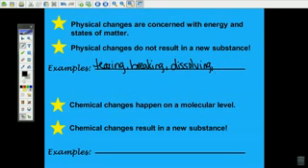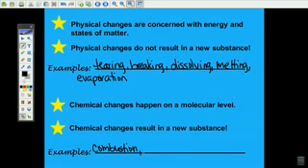So tearing, breaking, dissolving, melting, evaporation, any type of phase change is going to be a physical change. Now, chemical changes happen on a molecular level, so we are going to change our new substance. So if we set something on fire, combustion, you're changing it. You burn a piece of wood in your fireplace, afterwards you have ash, you have carbon, you no longer have wood.